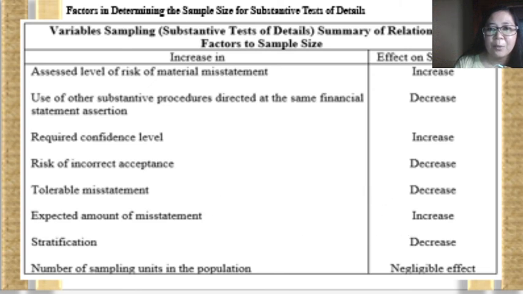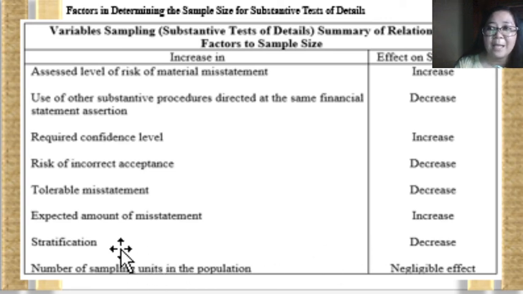What about tolerable misstatement? If this is increased, the sample size will decrease, because there is a greater amount of misstatement that can be accepted. What about if the expected amount of misstatement is increased? Of course, the auditor will increase the sample size to detect such misstatement. If stratification is increased, the sample size will decrease, because in this case the accounts or balances were already classified.